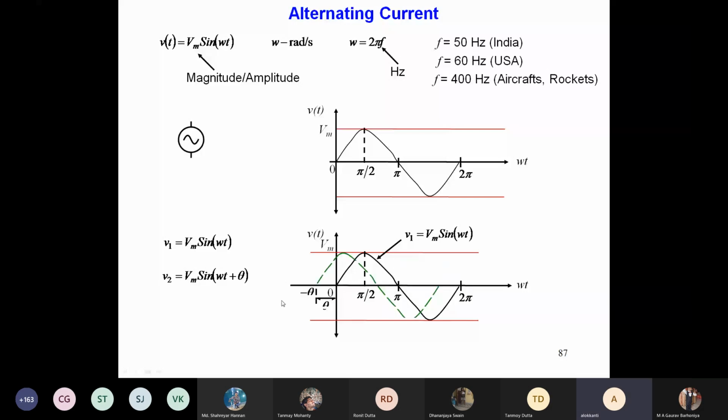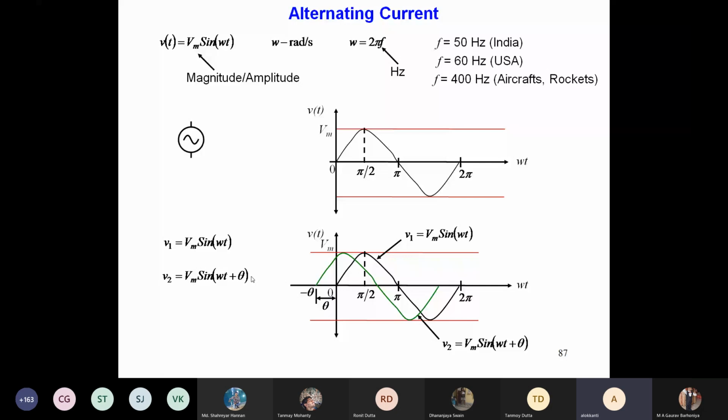It is the same, shifted to the left, because if you put omega t equal to minus theta, then the value of V2 is 0. But again, the nature is the same, and it will go on. So this is V2 equal to Vm sin (omega t plus theta). Both of them are sinusoidal voltage sources, but one of them is ahead of the other. V2 is ahead of V1. We will come to this.